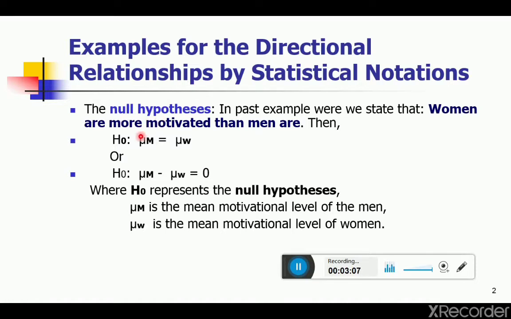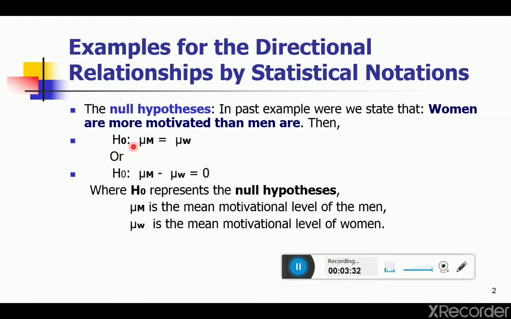Mathematically and statistically, the null hypothesis is always represented as H0. Already we have discussed these things clearly in inferential statistics. It is known as H0, your null hypothesis.